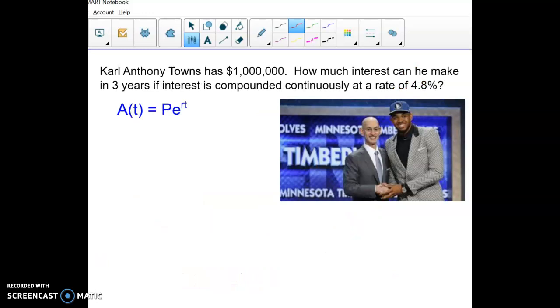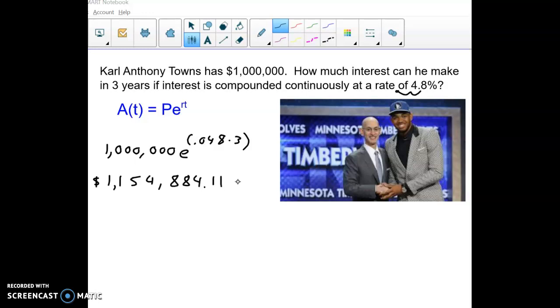All right, Mr. Anthony Towns, let's say he got $1 million when he signed. Let's just use this formula and see if we can figure out how much interest he made. He's going to get 4.8% interest. Give it a shot. Okay, so in this example, we have $1 million, which would be pretty fantastic. e, and then the rate is a decimal. We move it over twice, so that's going to be 0.048. And we want to know after 3 years. Okay, so we're going to type all that into our calculator quick.